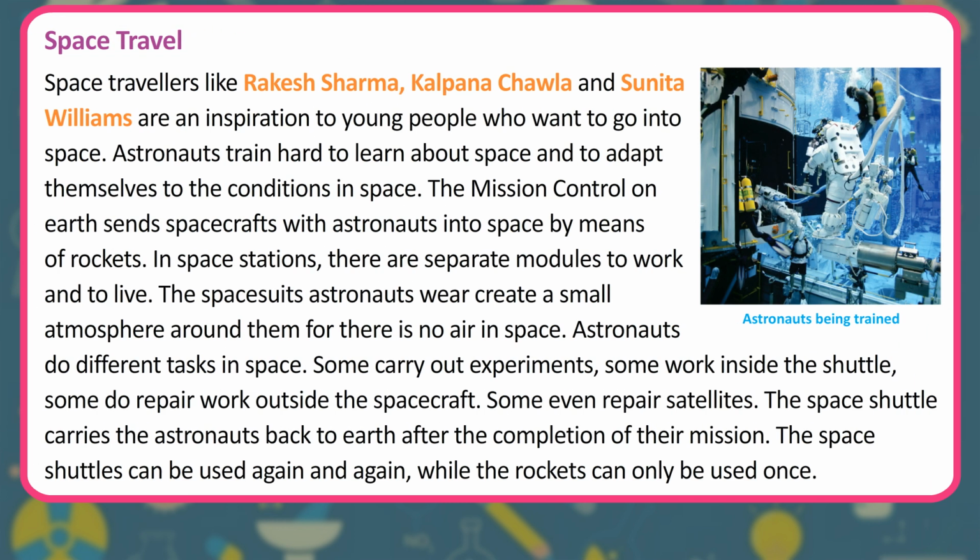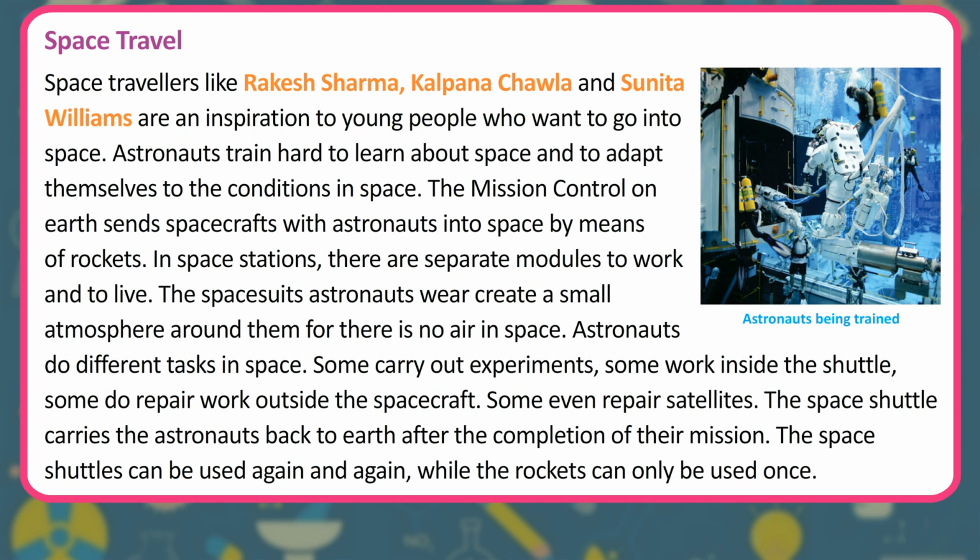Space travel. Space travelers like Rakesh Sharma, Kalpana Chawla and Sunita Williams are an inspiration to young people who want to go into space. Astronauts train hard to learn about space and to adapt themselves to the conditions in space. The Mission Control on Earth sends spacecrafts with astronauts into space by means of rockets. In space stations, there are separate modules to work and to live. The spacesuits astronauts wear create a small atmosphere around them, for there is no air in space.